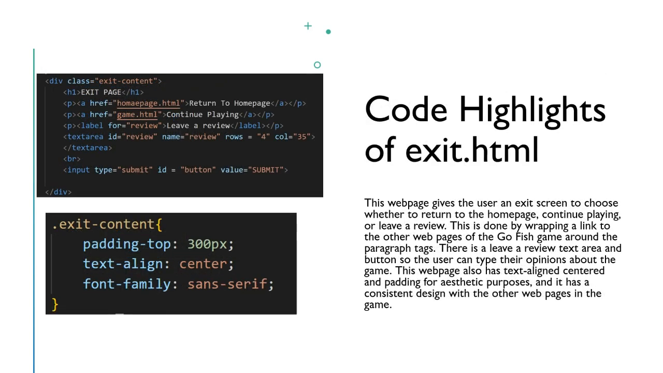Code highlights for the exit HTML. This web page gives the user an exit screen to choose whether to return to the home page, continue playing, or leave a review. This is done by wrapping a link to the other web pages of the Go Fish game around the paragraph tags. There is a leave a review text area and button so the user can type their opinions about the game. The web page also has text aligned centered and padding for aesthetic purposes and has a consistent design with the other web pages in the game.